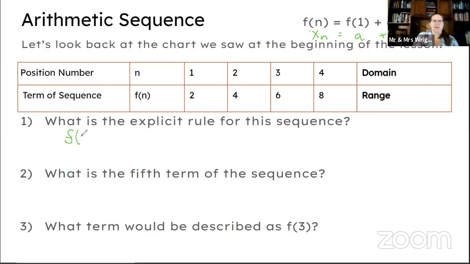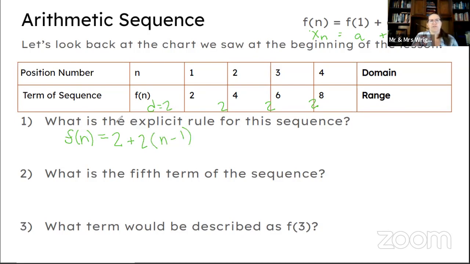We're going to start with f of n is f1 right here. That's our first term. Our first term is 2 plus d. What's the difference? Well, we said we were skip counting by twos, so our difference is 2. Between 2 and 4 is 2. Between 4 and 6 is 2. Between 6 and 8 is 2. So our difference, d, is going to equal 2. So put 2 there, and then n minus 1.